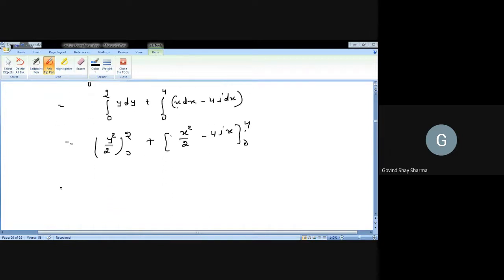Now put the limits. For the first, 4 by 2, plus 16 by 2 minus 16. When we put 0, this converts to 0. So 2 plus 8 minus 16. This can be 2, 10 minus 16.